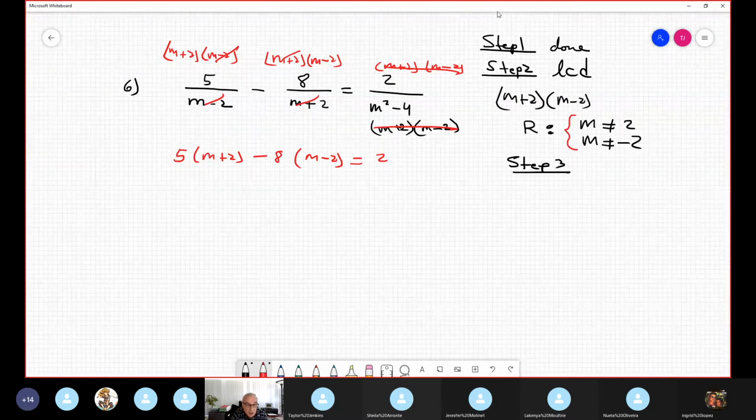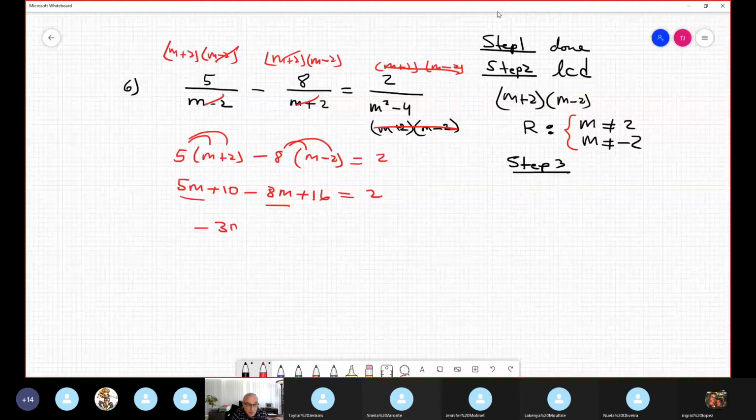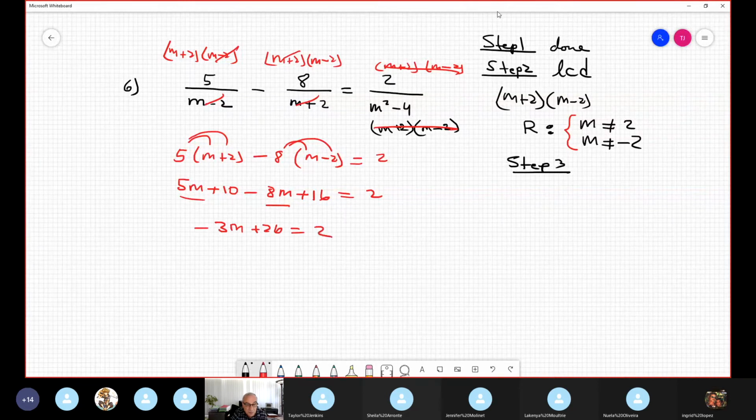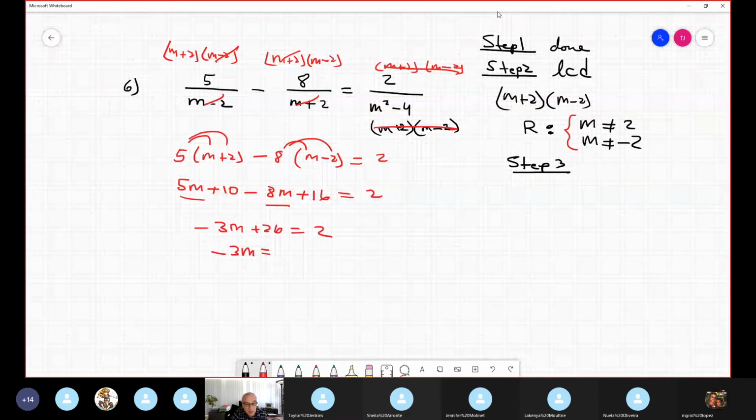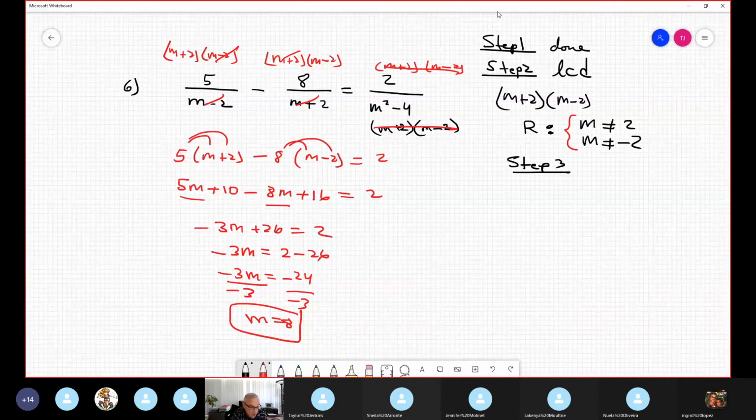Now the rest is pretty easy. Apply the distributive property: 5m plus 10 minus 8m plus 16 equals 2. We combine like terms: minus 3m plus 26 equals 2. Minus 3m is equal to minus 24. Divide by negative 3 on both sides. m is 8, and there is no coincidence with the restriction. Okay, this answer is good. It's perfect. It's option B.